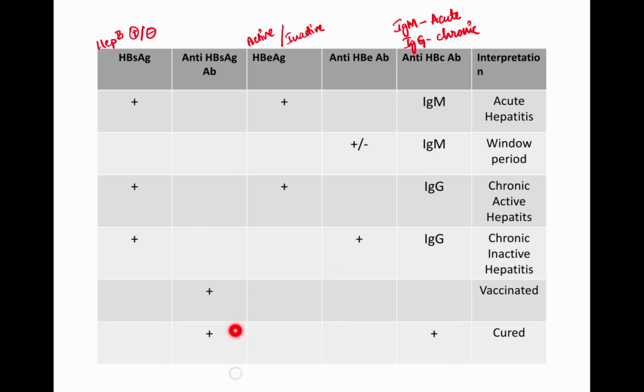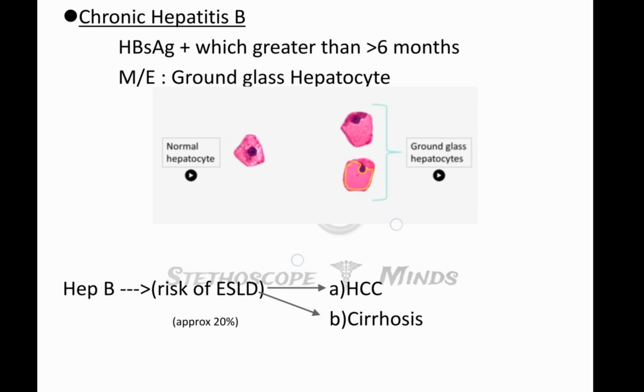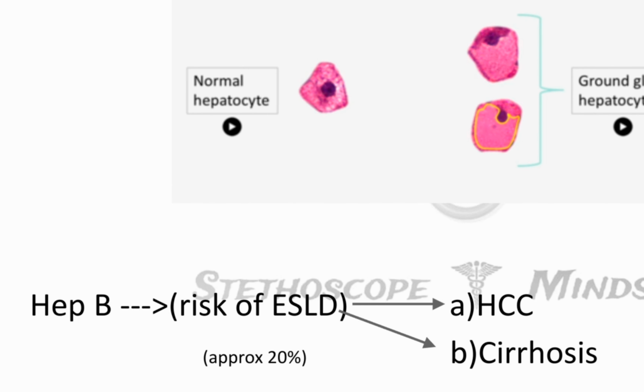Okay, next one is chronic hepatitis B. If hepatitis B is present for more than 6 months, then it is chronic hepatitis. Microscopic findings are ground glass hepatocytes. In this image, a normal granular hepatocyte is present on the left side. On the right-hand side, it becomes an agranular hepatocyte. Granules are absent. That's why it is named ground glass hepatocytes.